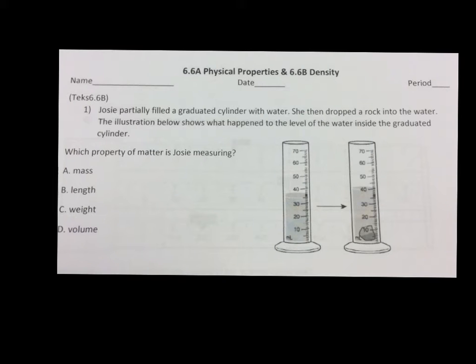Josie partially filled a graduated cylinder with water. She then dropped the rock into the water. The illustration below shows what happened to the level of the water inside the graduated cylinder. Which property of matter is Josie measuring?